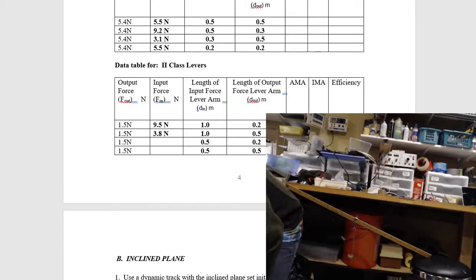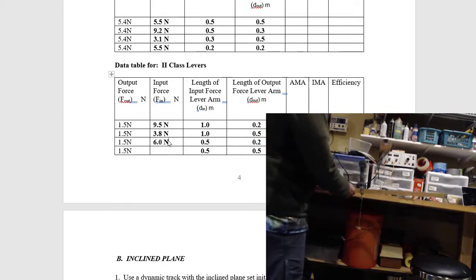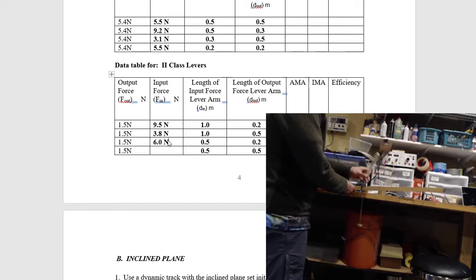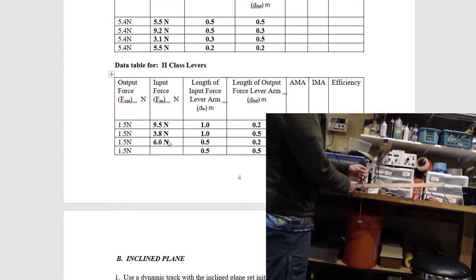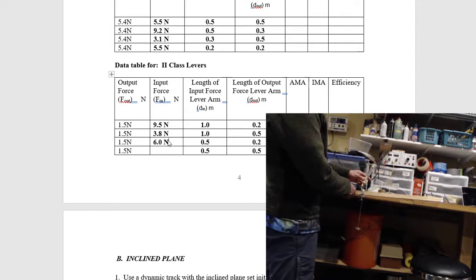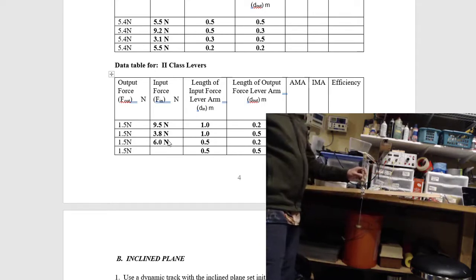For this one here, when the input force is at 0.5 meters, I'm going to keep the input force at 0.5 meters, and have my output force at the same point as my input force. You might guess what it should be. Let's see how close we are. I am seeing an output force of about 2 newtons here. Same location as the input force, 2 newtons.